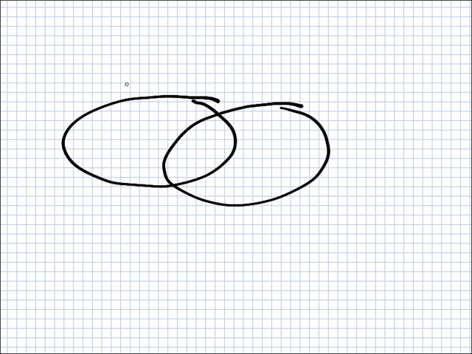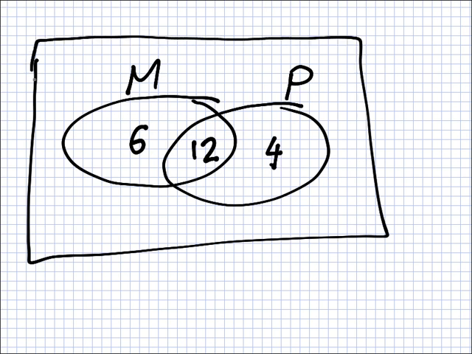Let's have a look at this now. We have a Venn diagram of subjects: people who study maths and people who study physics. 18 study maths, 16 study physics, and 12 study both. 12 study both, but 18 study maths, so this must be 6. 16 study physics, so this must be 4. That's 22, and there's 25 in total, so there must be 3 people who don't study anything.